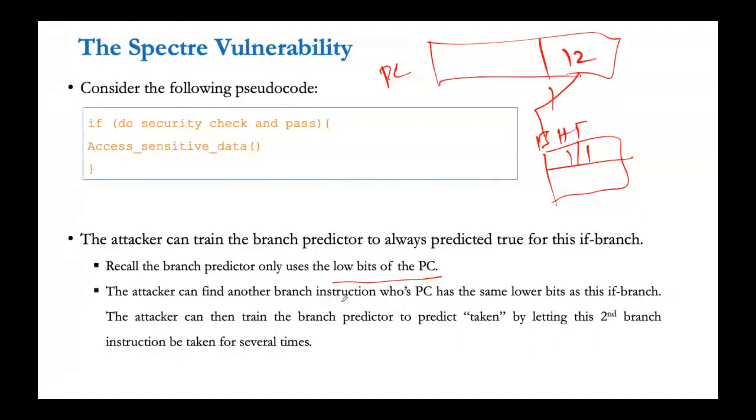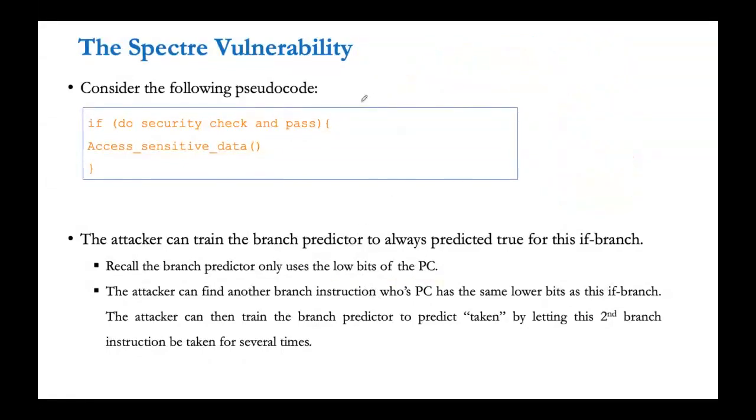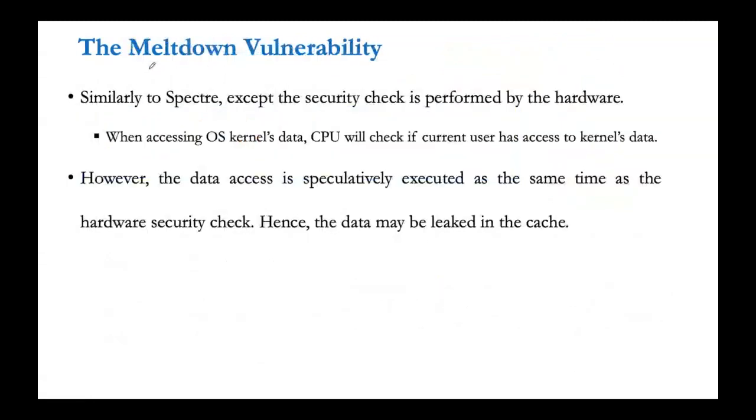So the attackers can find another branch instruction whose PC has the same lower bits as this if branch, and the attacker can then train the branch predictor to predict always taken by letting this second branch instruction be taken several times. So that is the vulnerability of this branch prediction, or the security implications in this. We call this kind of vulnerability Spectre.